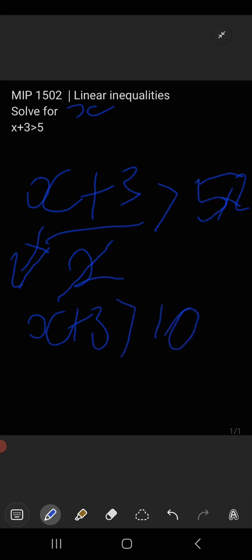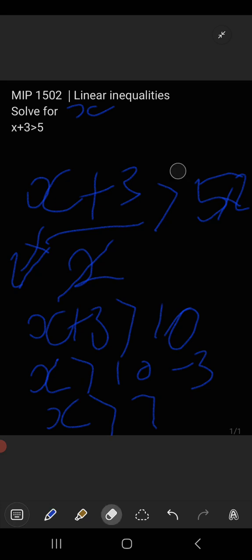Remember, the aim is to make x the subject. Transpose 3 to the other side. It becomes 10 minus 3. What is that? That will be 7. So our answer is 7. If you go back and check here, 7 plus 3 is 10, and 10 divided by 2 is 5. So that means it's correct.